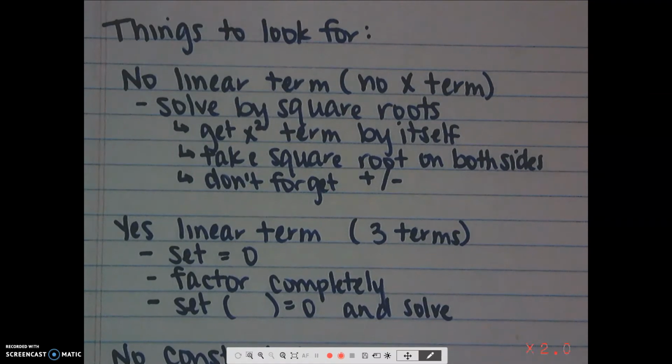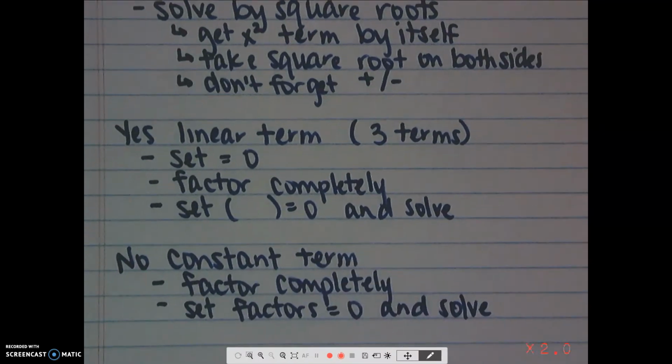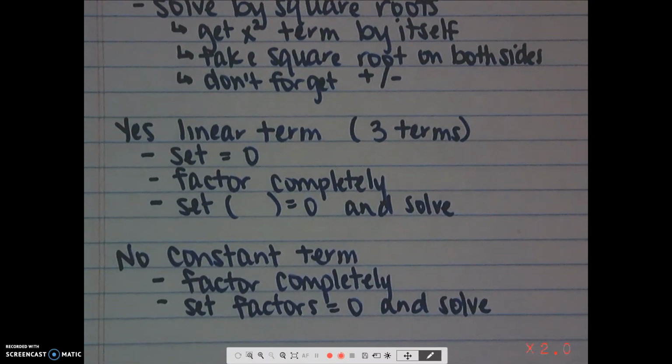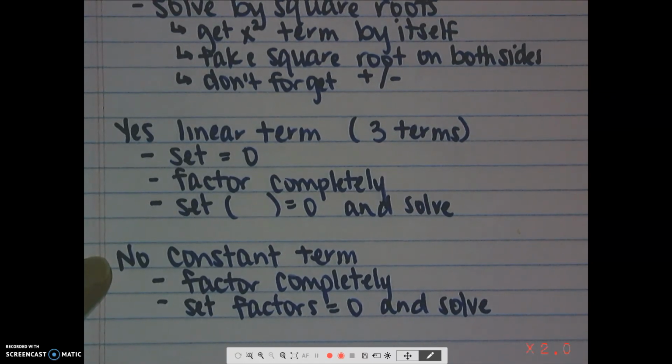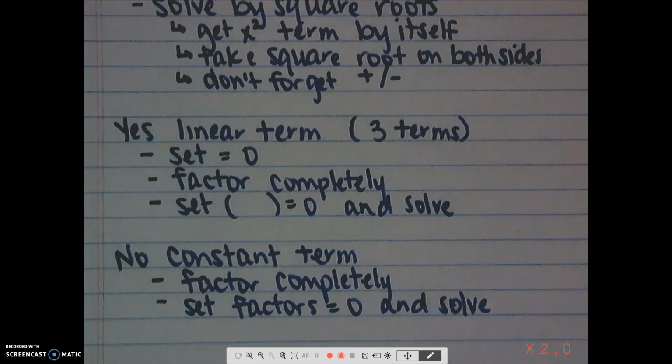It should still factor. If there is a linear term, meaning you have all 3 terms, you have an x squared, an x, and a constant, that's where you're going to do our normal process. You're going to set it equal to 0, factor it completely, including the GCF, set those parentheses equal to 0, and solve. And the last situation is if you have no constant term, that was like example 8 that we just did, you're going to factor completely, including the GCF. You're going to set each factor equal to 0 and solve them. And that's it.